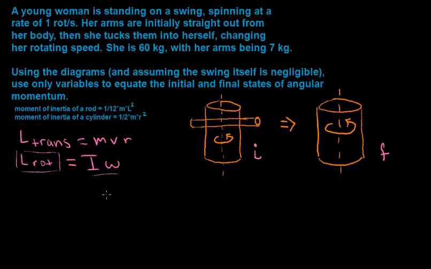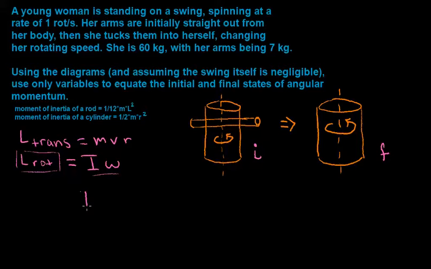And what we want to do is look at our diagrams once again, and we can see also based on what we've been given here, we have the moment of inertia of a rod given to us and the moment of inertia of a cylinder given to us. So we have in this initial state a cylinder and a rod both rotating, which would represent the woman herself, her body, and then her arms sticking out. And then in the final state, we just have a cylinder. So her arms have been brought into her body, and that's just it for her final state.